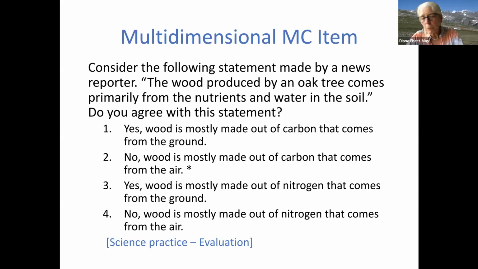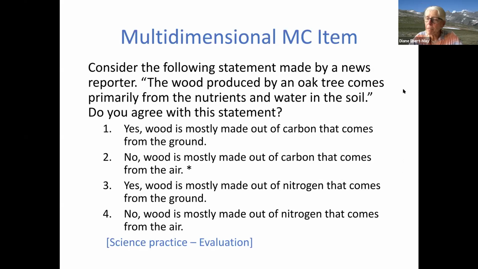Okay, there's a multiple choice item, and the tool we will give you at the end will teach you how to make these. So here's a statement by a news reporter: The wood produced by an oak tree comes primarily from the nutrients and water in the soil. This is the classic. If you saw Janet Batsley's and my paper in BioScience, this is the radish problem for those of you who have found that and used it. Do you agree with this statement? So yes, no. The wood is made out of carbon that comes from the ground. No, the wood is mostly made out of carbon that comes from the air.